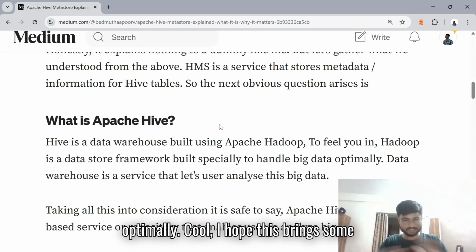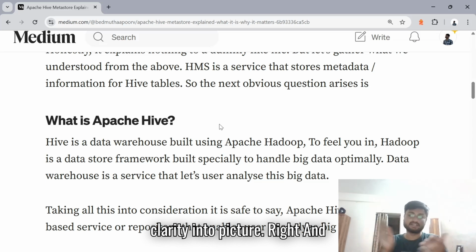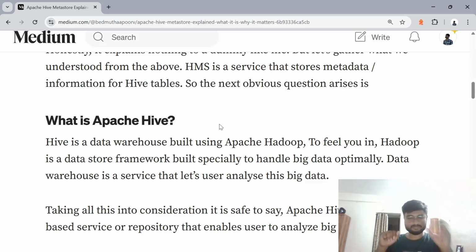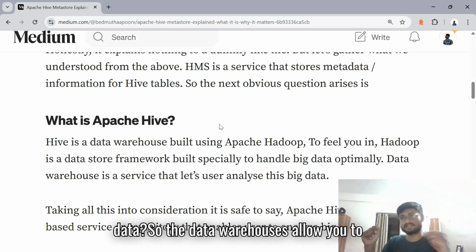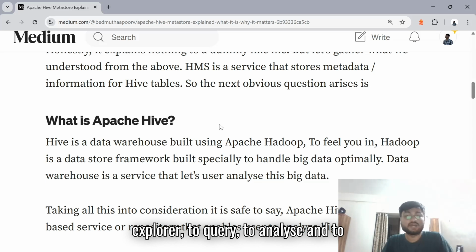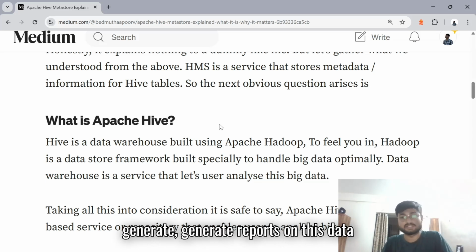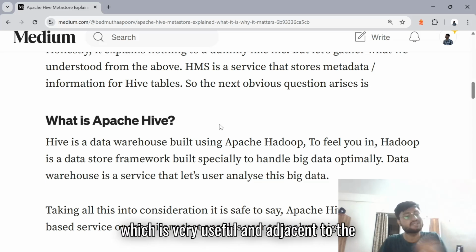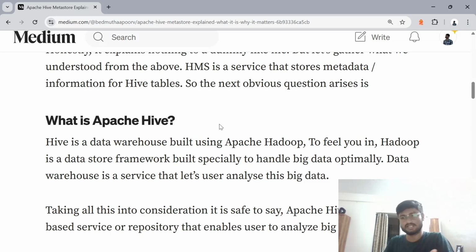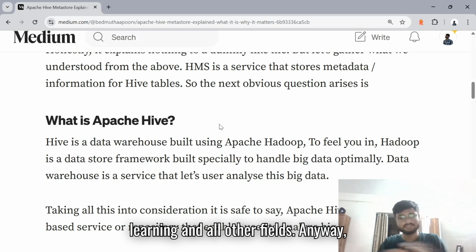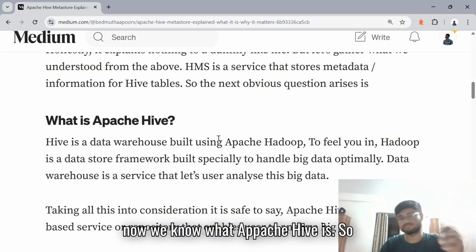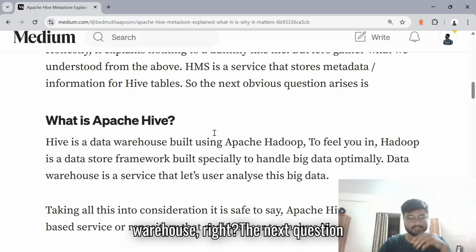Cool. I hope this brings some clarity into the picture. And why do we need data warehouses? What's the point of having such a big amount of data? Data warehouses allow you to explore, to query, to analyze, and to generate reports on this data, which is very useful and adjacent to the domain of data science, machine learning, and all other fields. Anyway, now we know what Apache Hive is. Apache Hive is basically a data warehouse.